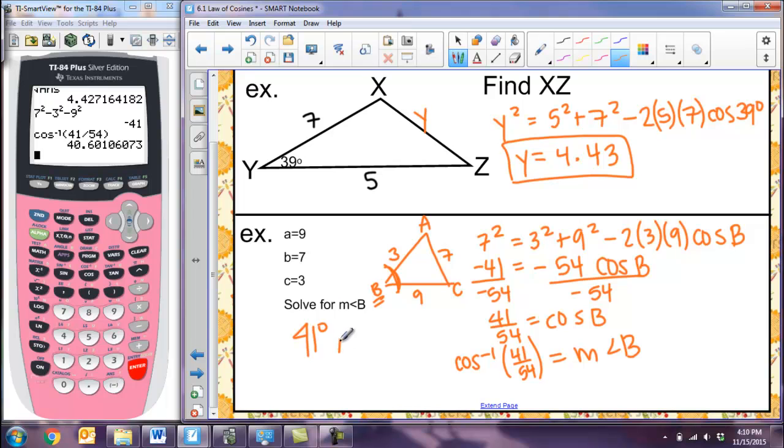And that's my answer. Okay, so those are the two applications of the law of cosines. All you've got to do is think about what you have and which side needs to be isolated, and then you just solve it out using your calculator.